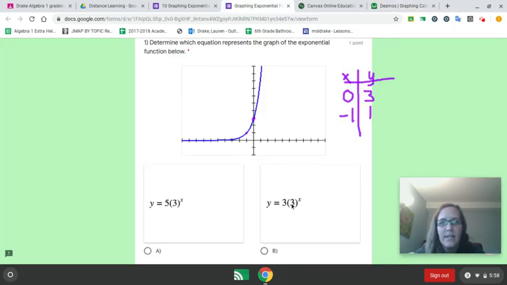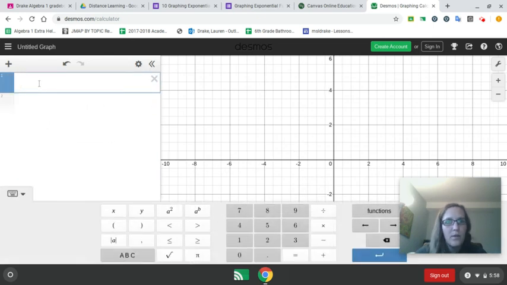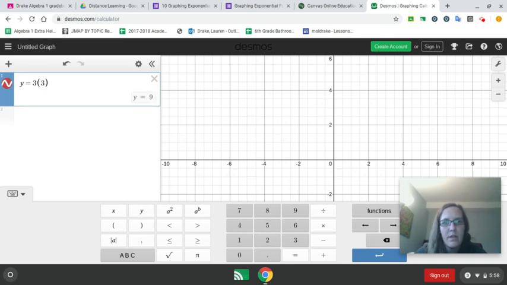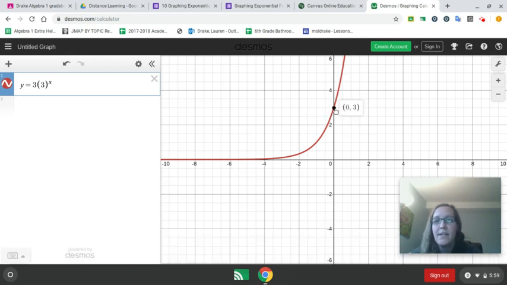Okay, let's take a look at the second answer choice, 3 parentheses 3 to the x. Okay, so I'm going to x this out. I'm going to hit y equals 3 parentheses 3 to the x power. Okay, that also looks like growth. Let's actually check the points. Looks like that's my 0, 3. That's what I was looking for.